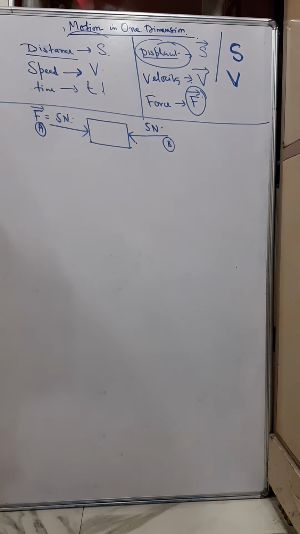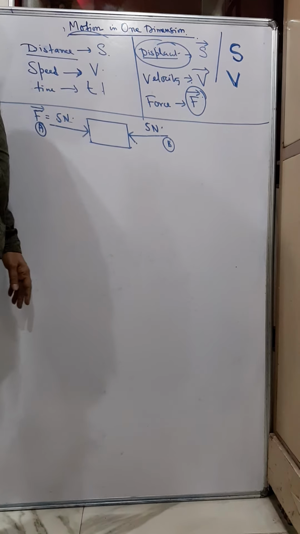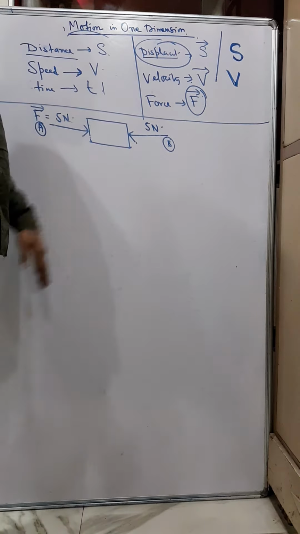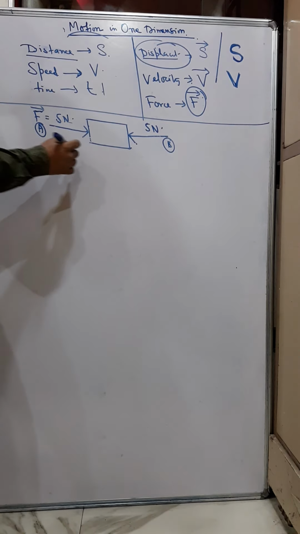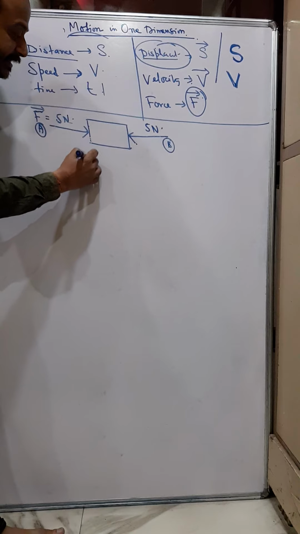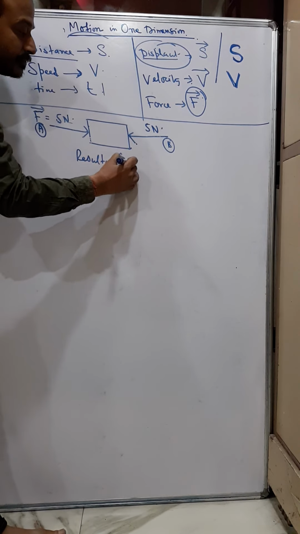But naturally their direction is opposite. Now you can understand in which direction the body will move. The body will not move in any direction. The body will remain at the same place. And therefore I say that the resultant force is zero. The effect of the force is zero, because if I don't apply any force to this body, the body will not move. So the resultant force is zero.